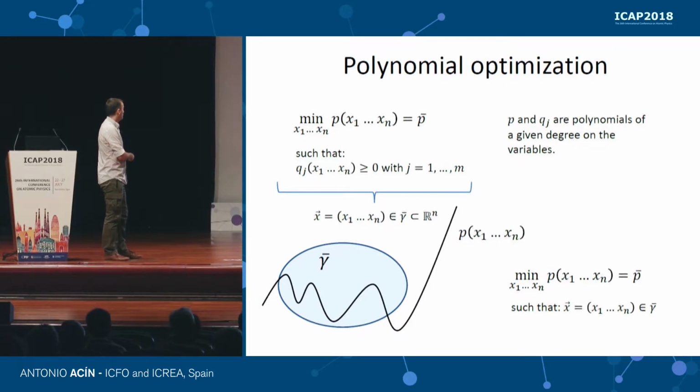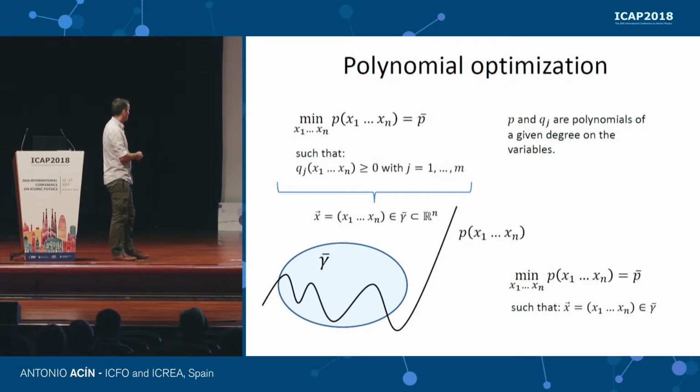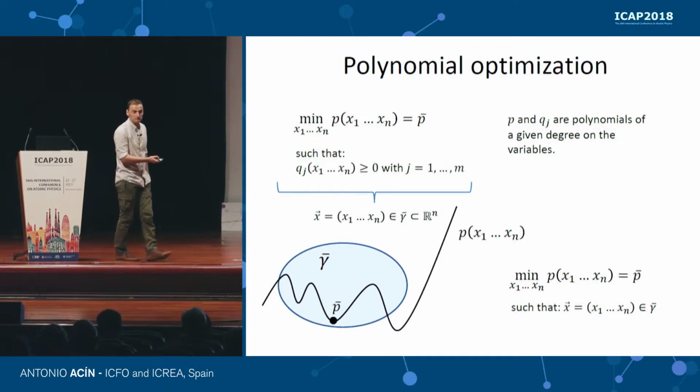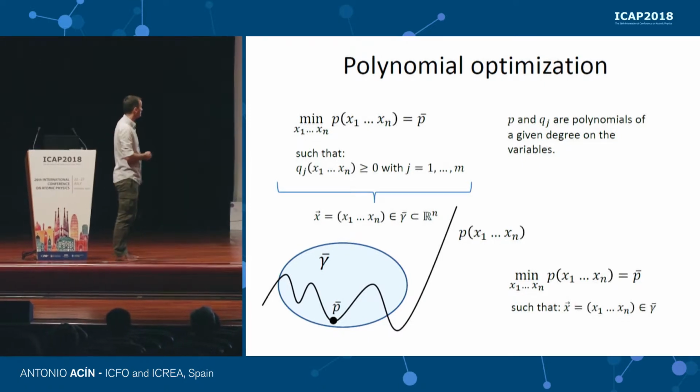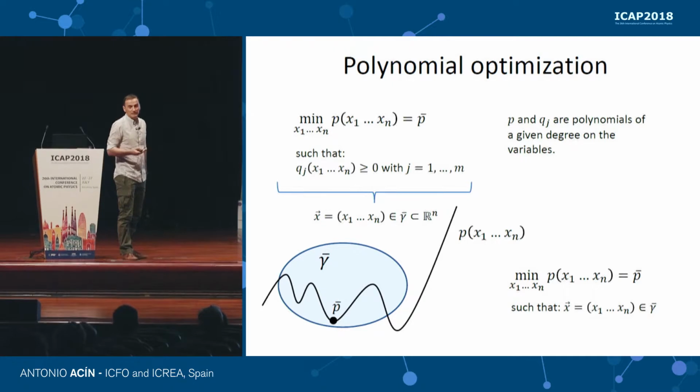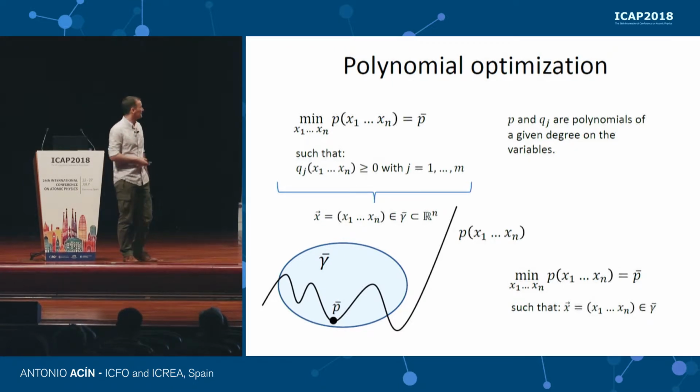And of course, this problem is difficult because you may have many minima, local minima, okay? So the solution I want to find is that one, which is a minimum within this region. There is another minimum, but it's outside my region. Okay, I'm not interested in that. So this problem appears in many instances.